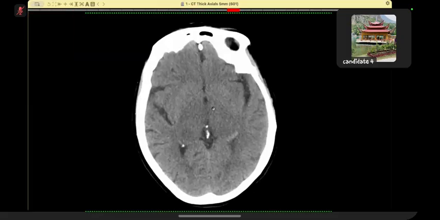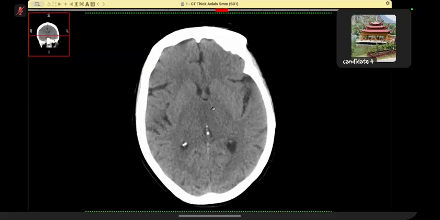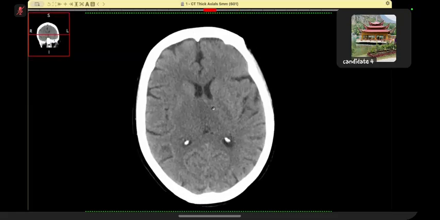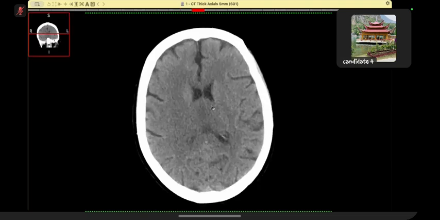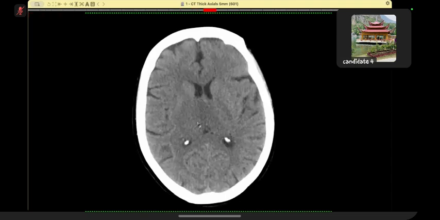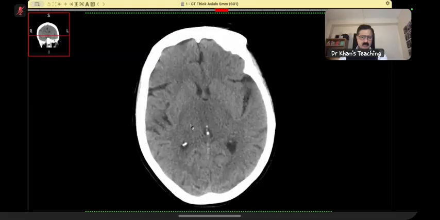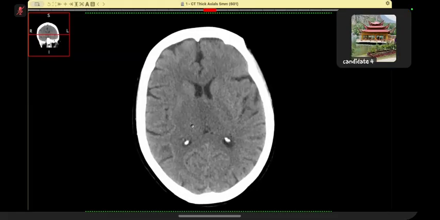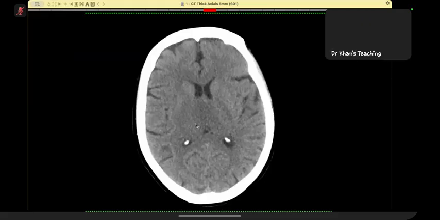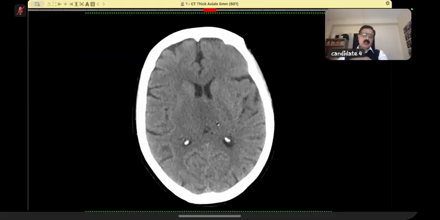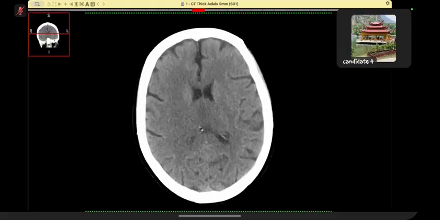I'm not able to appreciate any gross loss of gray-white differentiation. The basal ganglia appear. Sir, on the right side, there is generalized hypodensity noted centered upon the basal ganglia and the thalami. Basal ganglia? Sir, in the thalamus. Thalamus, okay. Yes, sir, partly involving the left side as well, but more on the right side.